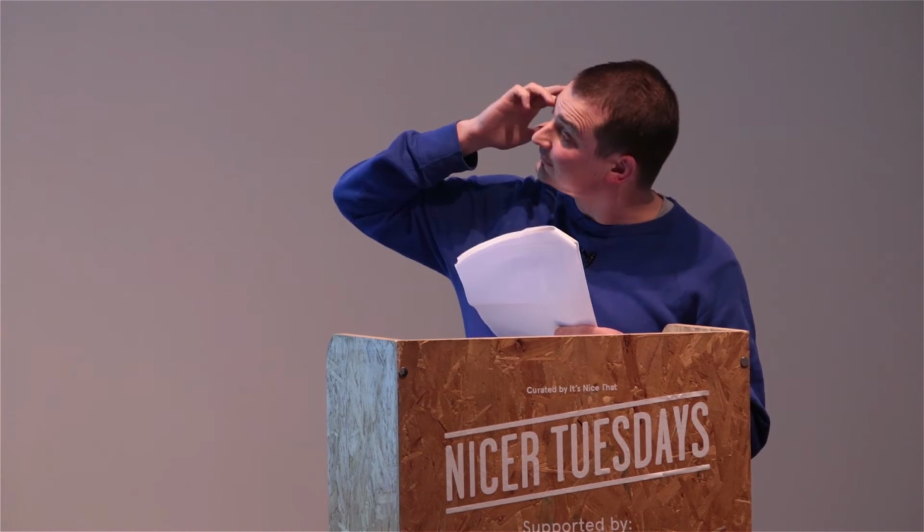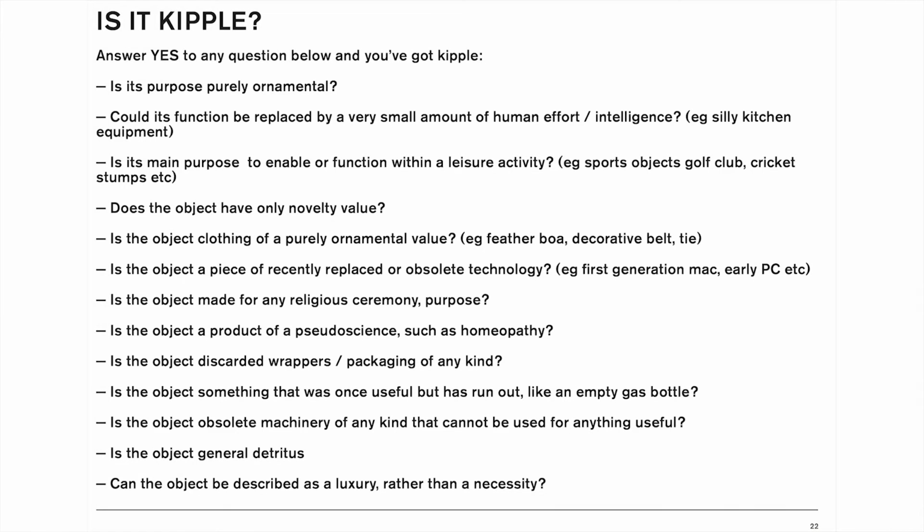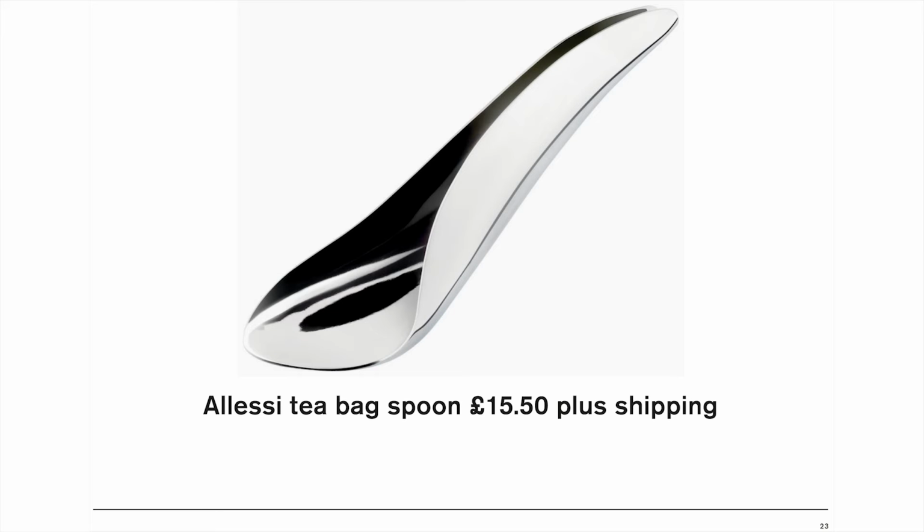When we were doing this project, we obviously had to find a lot of Kipple, but we had to make sure that we were actually getting Kipple. We didn't want to just get any old stuff in there that was just a certain colour. So we had a big list of questions: is it Kipple, basically? And we did a call out for it. Is its purpose purely ornamental? Could its function be replaced by a very small amount of human effort or intelligence?